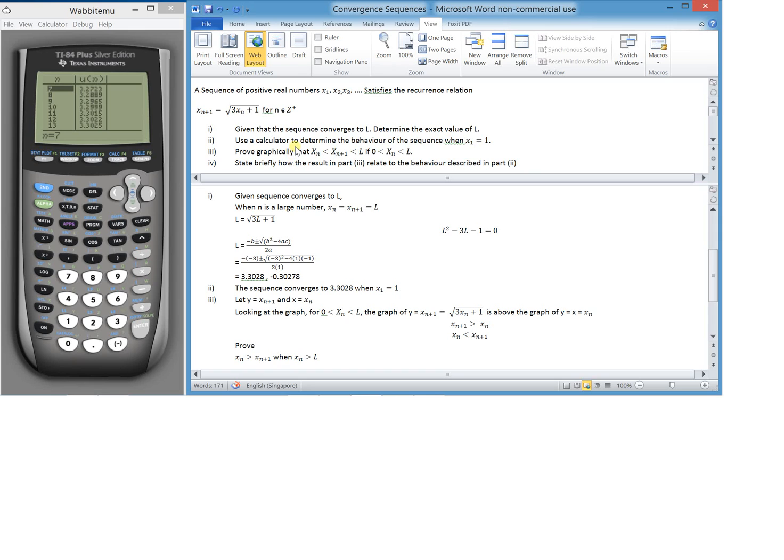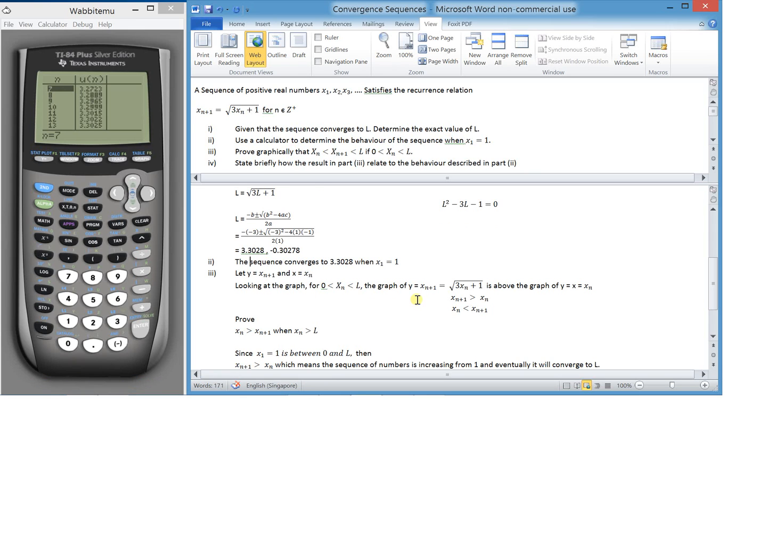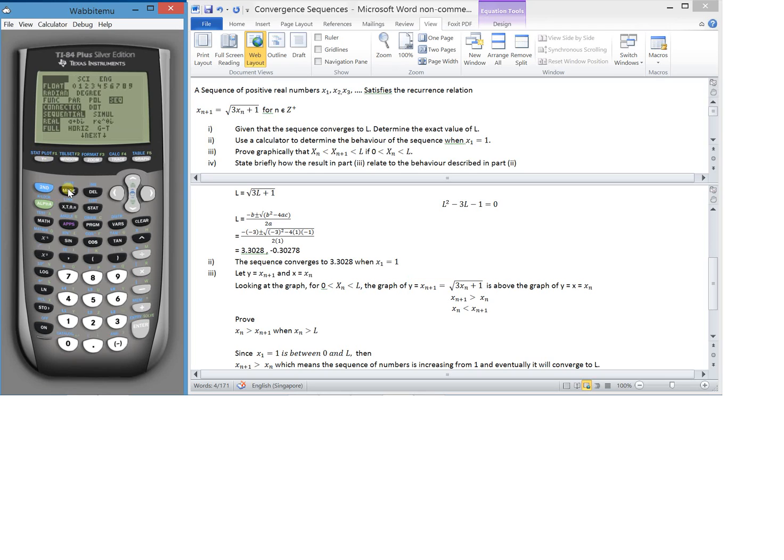The first thing I need to do is draw the graph to represent my xn plus 1 and xn. So I let my y-axis be xn plus 1. That means I need to let my y-axis be this formula. And my x-axis, I'll let it be xn. Okay? So let's see what it means. Now, to plot the graph, I must change the mode back to function. I change it back to function and then I go to y equals.